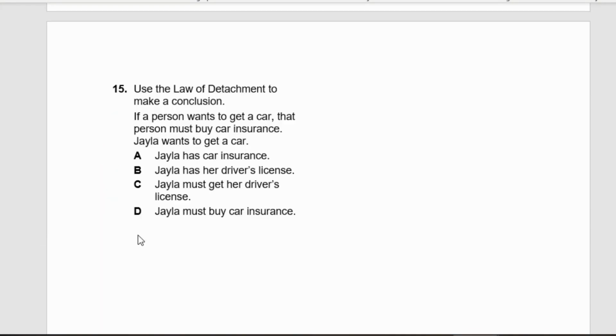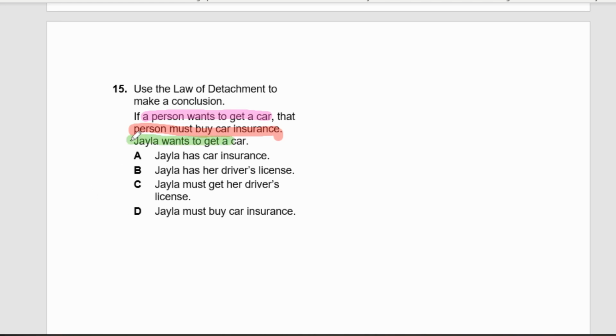All right, here's the law of detachment. This is the form of logic you are much more likely to have been using your whole life. Just saying if there's a certain set of conditions, how does the world work under those conditions? And what we have here is if a person wants to get a car, then that person must buy car insurance. And the tricky part here is we can't read in more information than what we're given. This is a hypothetical situation.